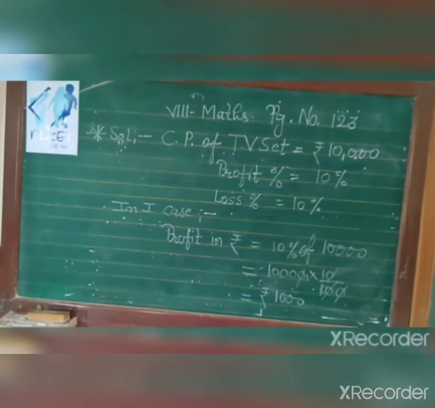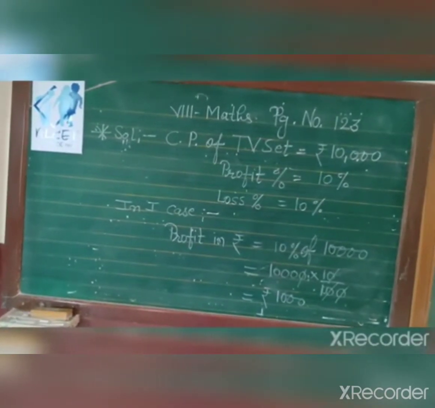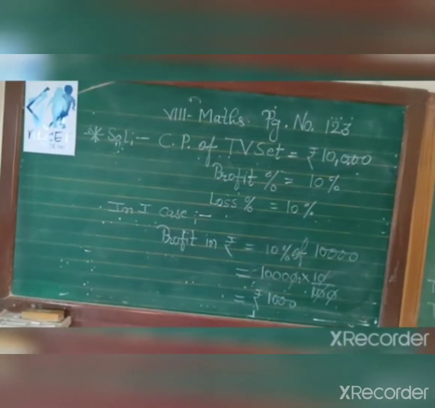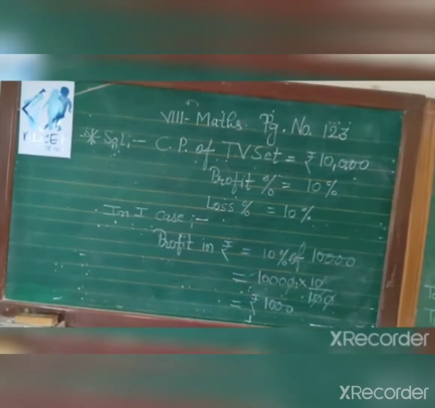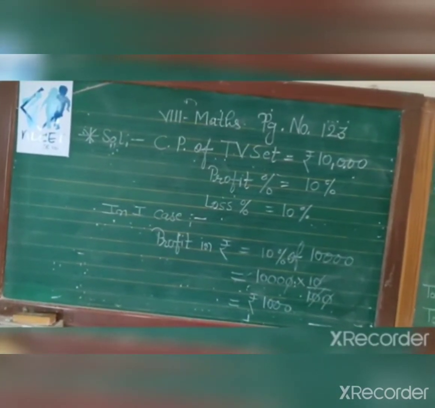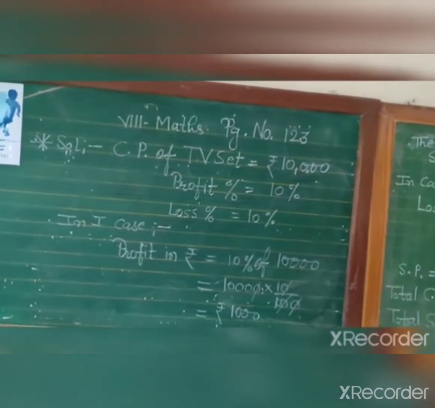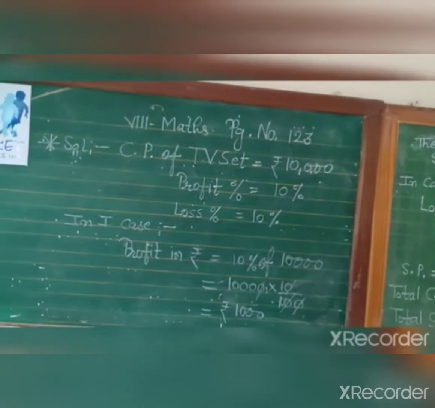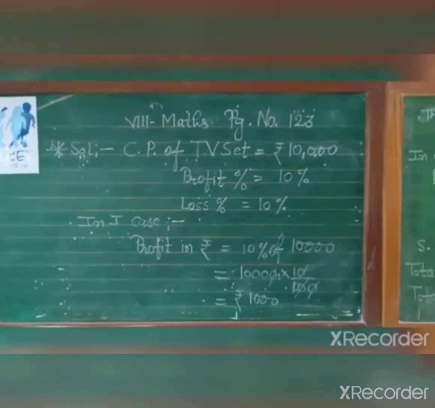Now see page number 123. A shopkeeper bought 2 TV sets at rupees 10,000 each. He sold one at a profit of 10% and the other at a loss of 10%. Find whether he made an overall profit or loss. Now you can see here, the cost price of a TV set is rupees 10,000. So the cost price of 2 TV sets will be rupees 20,000.